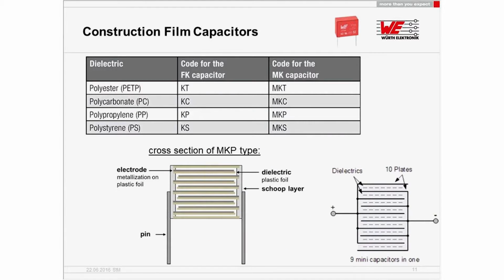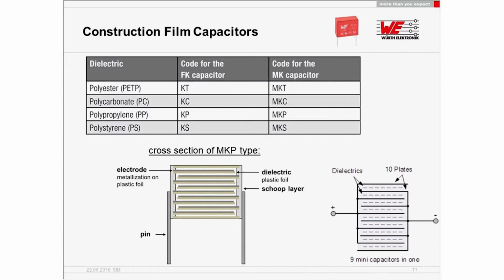Here on the next slide, you can find the construction of a film capacitor. On the bottom side, you see a cross section of the MKP type. In the table above, you see MKP. As stated before, MK would be metallized plastic, and the P stands for polypropylene. Then you directly know the construction principle of the capacitor. If a manufacturer is providing MKP, this means they have a metallized plastic film of polypropylene.